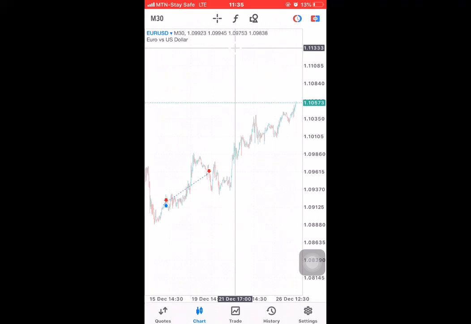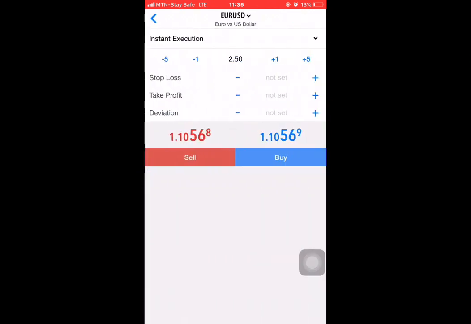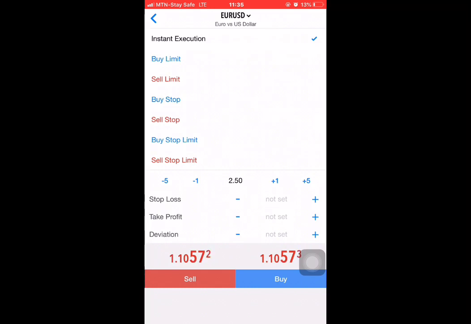So we're now going to go to trades. Click on the screen, then go to trade. After clicking on the screen, you now see market execution, numbers, stop loss, take profit, and deviation. Then you click on instant execution. Here comes out buy limit, sell limit, buy stop, and what? Sell stop. So let's click on buy stop because we are setting a buy stop order for EURUSD.